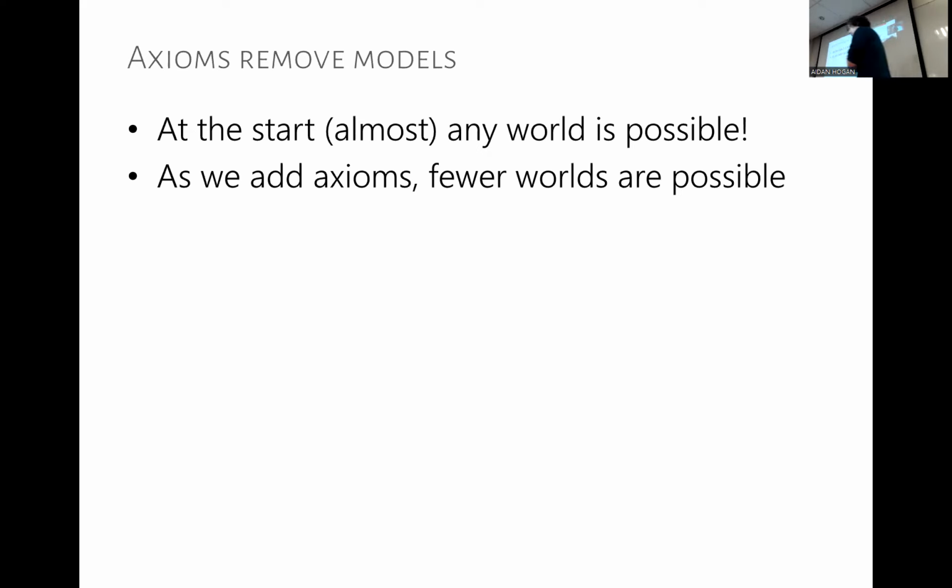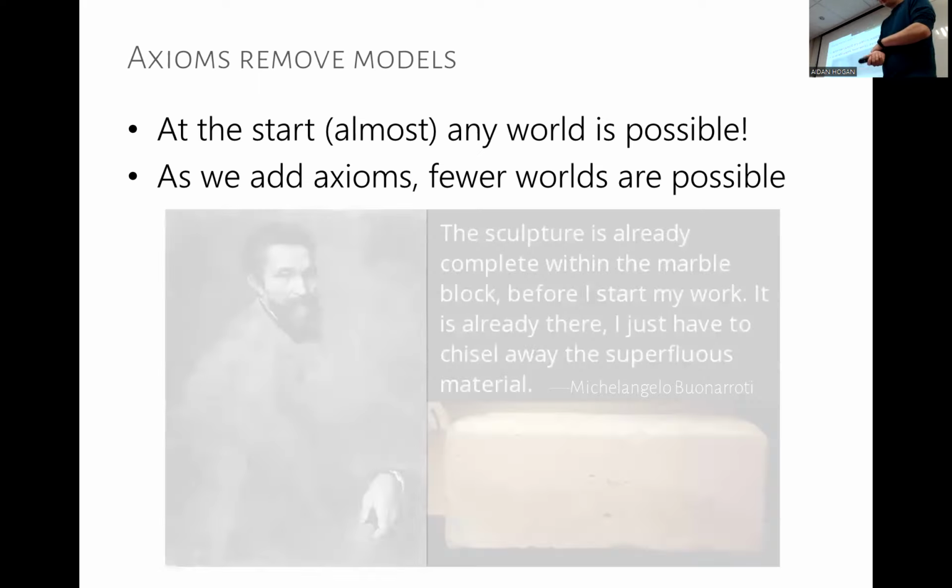So what is the use of these models? Essentially, it gives us a way to define very complex types of inference. When we add axioms, we remove possible models. At the start, anything is possible. We could be describing any sort of world. But as we add more data and more axioms, we're chiseling away the possible models. At the start, when we say nothing, any world is possible. If we add axioms, fewer worlds are possible.